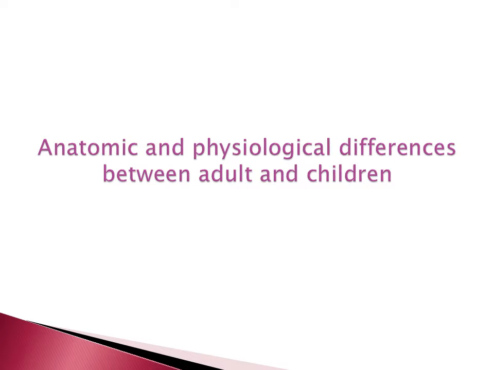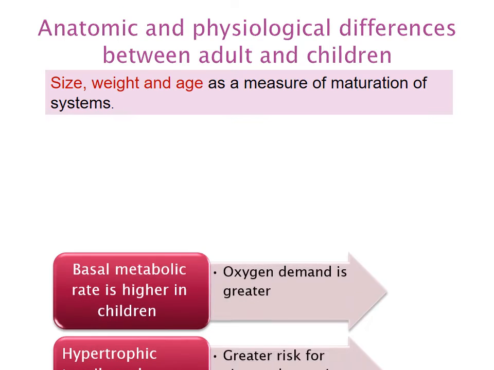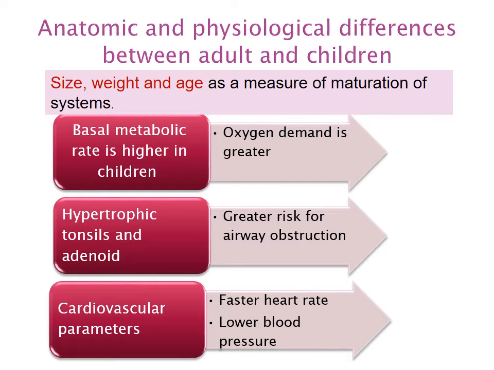There are anatomical and physiological differences between the child and the adult. Variation in size, weight, and age, as a measurement of maturation of the system. The basal metabolic rate is higher in children, which means that the oxygen demand is greater. Most children have hypertrophic tonsils and adenoids. Therefore, they have a greater risk for airway obstruction.